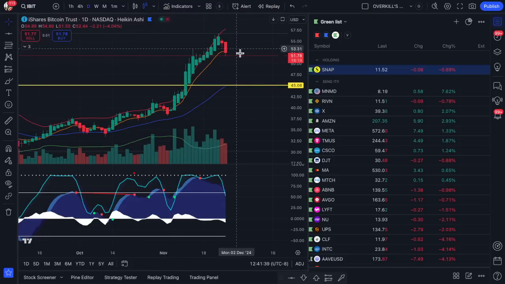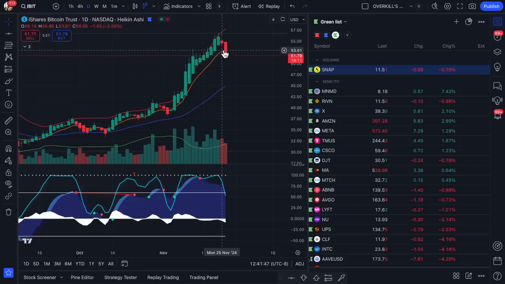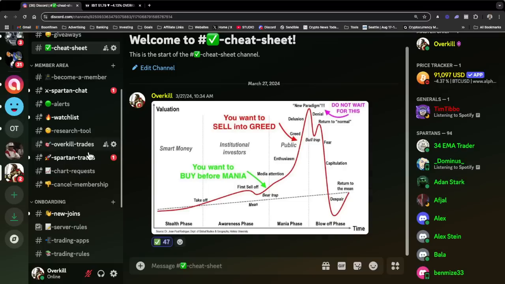I want to buy when there's blood in the streets. Okay, when people get absolutely annihilated, when we get these big 20, 30, 40, 50, 60% sell-offs. I think IBIT will set up again around 45. I think you'll see a green dot around 45, around that moving average there on IBIT.